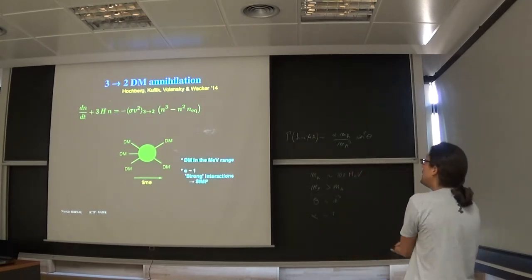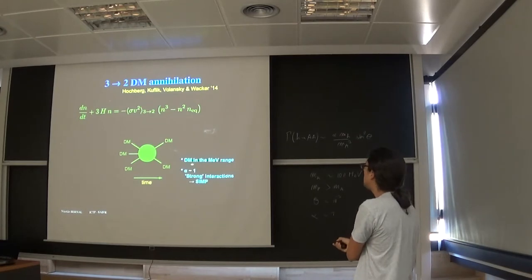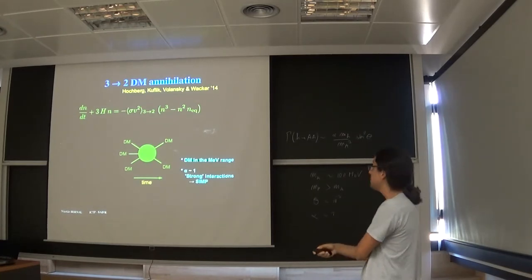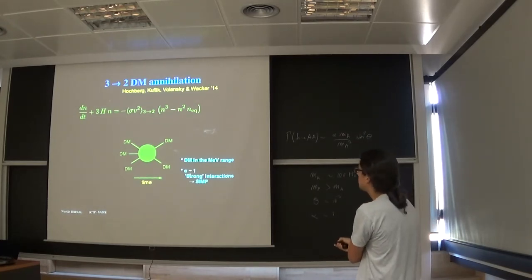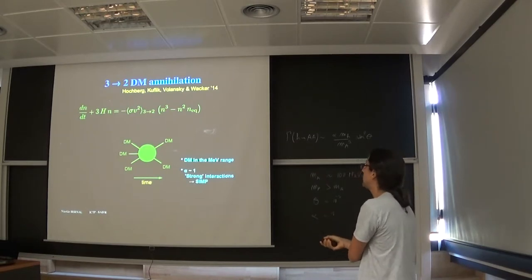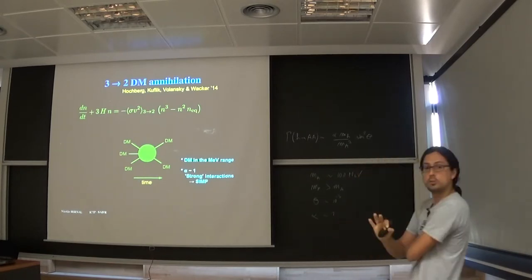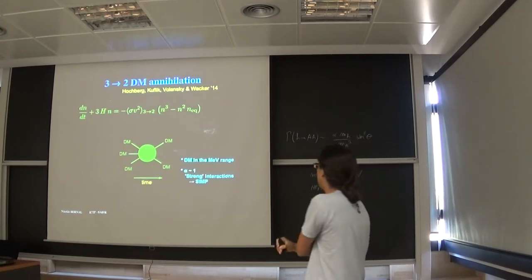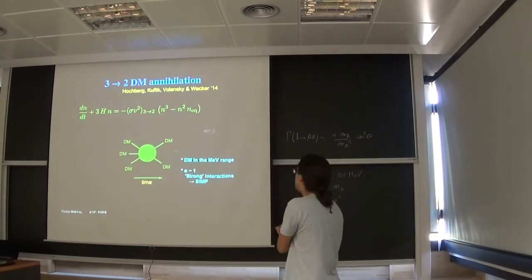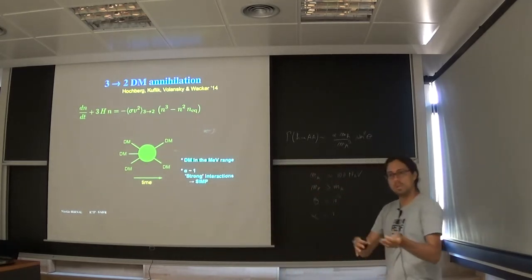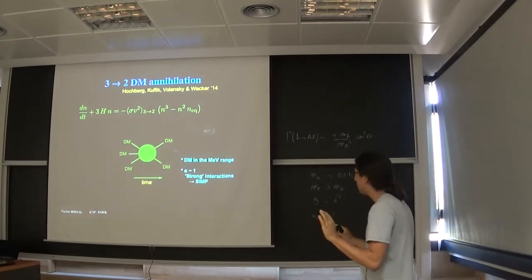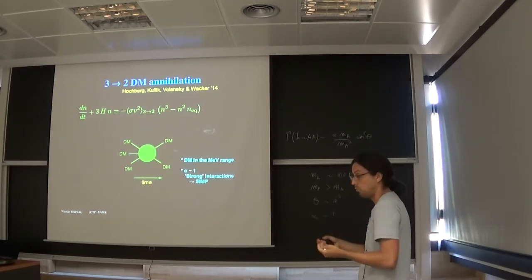And they point out that this mechanism works if dark matter lies in the MeV range, and if the coupling of the dark matter particles is of the order 1. So they have strong interactions, which is why they call them SIMPs. Strong is, of course, not related to color, not related to QCD. They just mean sizable interactions, so not weak, but strong, but please don't associate this with QCD.